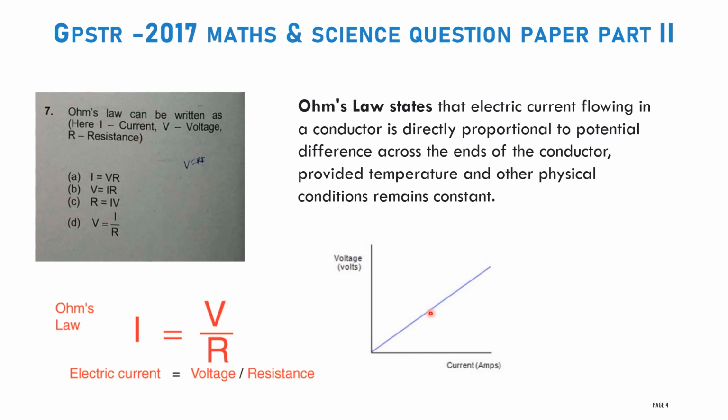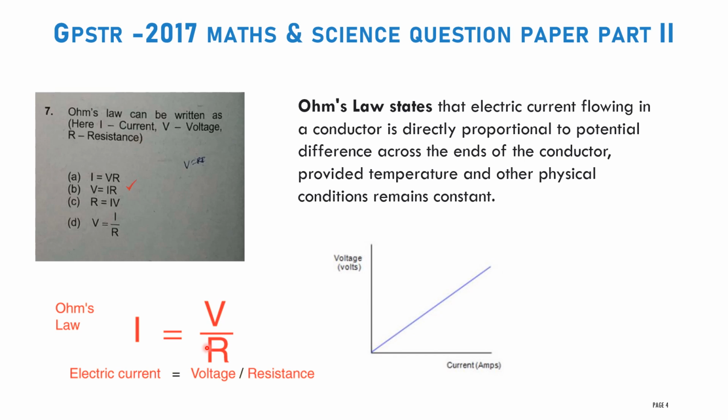Here, one important point I already mentioned: the current and voltage directly depend upon each other in a current carrying conductor. But here they have given the condition that both temperature and other physical quantities remain constant. Therefore, we can derive this equation. I will be V by R. Here R is nothing but resistance. This R we call the proportionality constant.